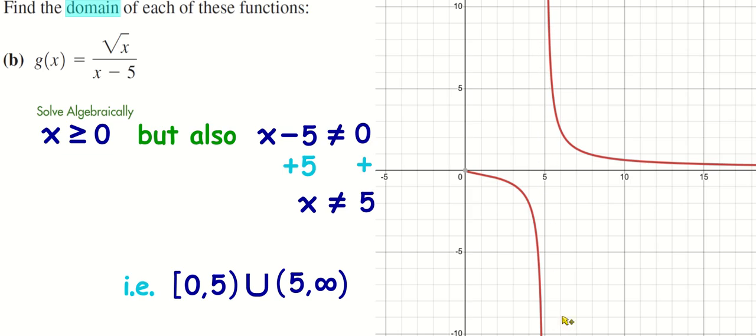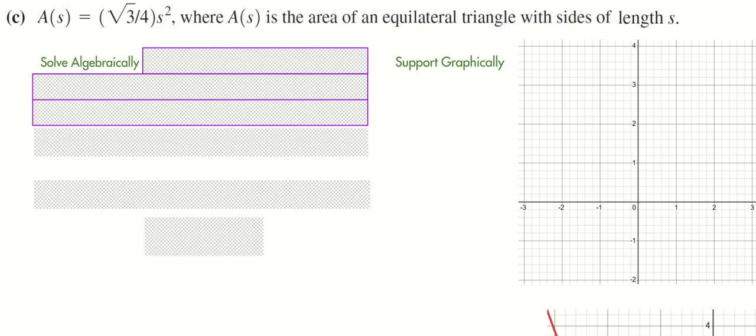There's something called a vertical asymptote here. More on that later, like a vertical force field that the graph is never going to cross or whatever. But more on that probably later. And then here we go, finally. Example C. This is not just an equation with no context.